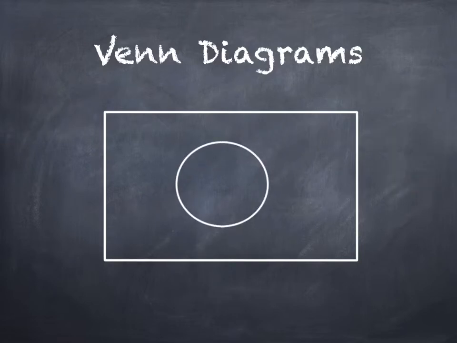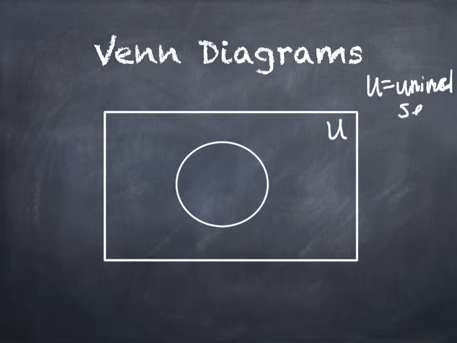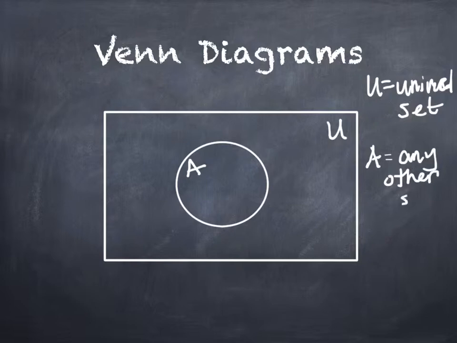And this outer rectangle is called the universal set, and we would designate that with a U. So U is our universal set. And then the circle on the inside actually has another name, and it'll be the name A or B or some other letter. And this would be any other set in the universal set.